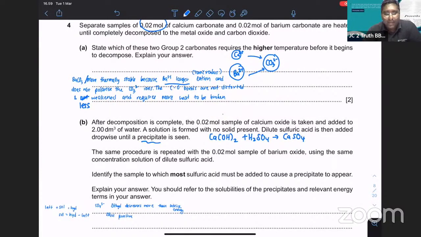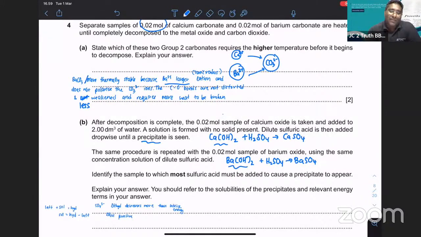Now the same procedure is repeated with barium oxide. So with barium oxide, you will get barium hydroxide, and then you add drop by drop H2SO4, and you are going to get barium sulfate. Barium sulfate, everyone should know, is a white precipitate. Here, they ask to identify the sample to which most sulfuric acid must be added to cause a precipitate to appear. It means that they are talking about the hydroxide.